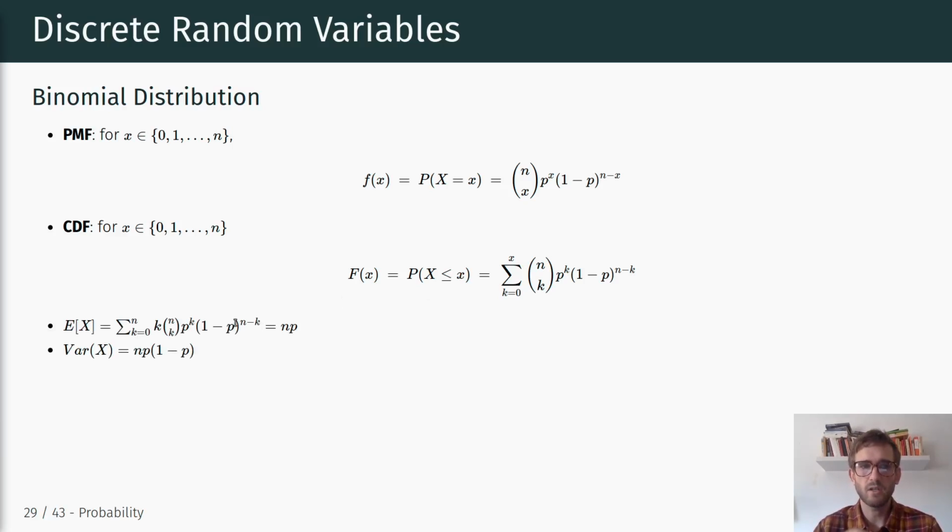The expectation of any binomial distribution is just n times p, which again makes sense if you think about 10 coin flips. What's the expected value of that random variable? It's just n times the success probability, n times the probability of getting heads rather than tails. The variance, if we plug this into the formula for the variance, is n times p times 1 minus p. Okay.